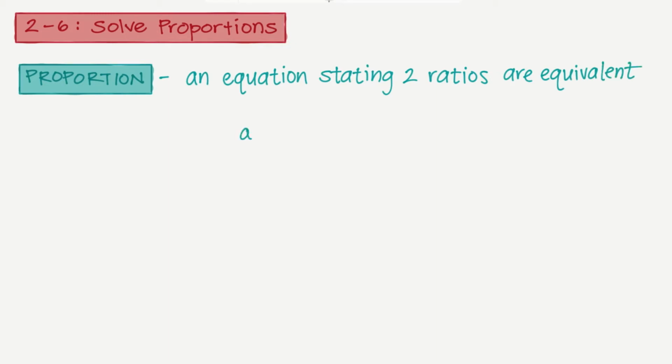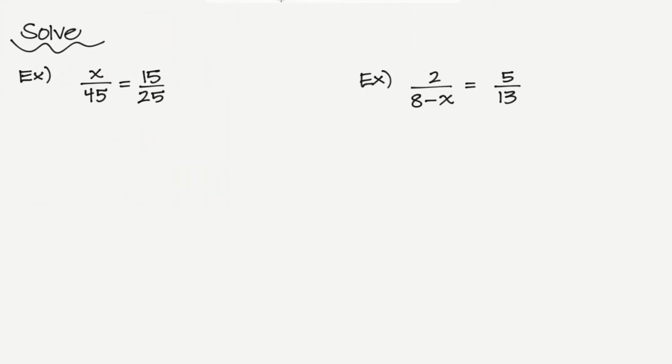And so if I have A over B, and that's equal to C over D, what I could do with this is what is called cross multiplication. So A times D is equal to B times C. And we're going to use that today.